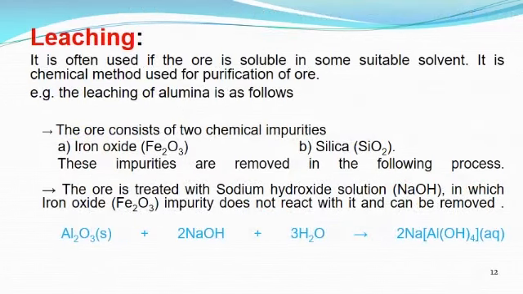The next method of purification is leaching. It is often used if the ore is soluble in some suitable solvent. It is a chemical method used for purification of ore. It is mainly used for purification of alumina or bauxite. Bauxite mainly consists of two types of chemical impurities, iron oxide and silica. These impurities can be removed by using leaching. Already I said it's a chemical method.